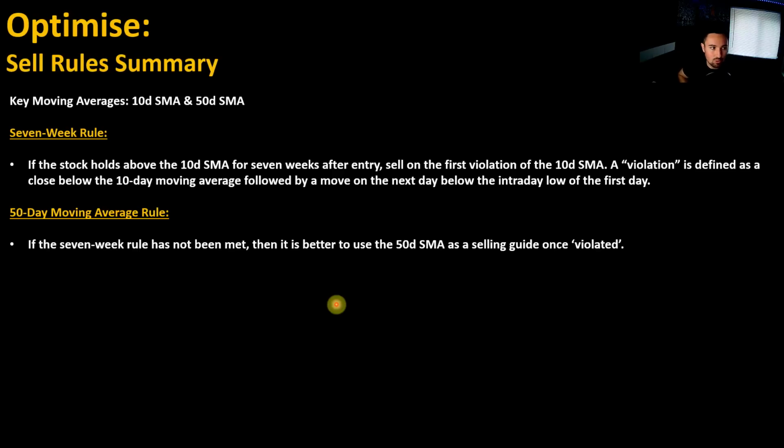So let's go into Optimize. These are the sell rules from the book, and then I've got a couple of charts to explain them to you, and then we'll do my sell rules a little bit later on. So the key moving averages from the book: the 10-day simple moving average and the 50-day simple moving average.